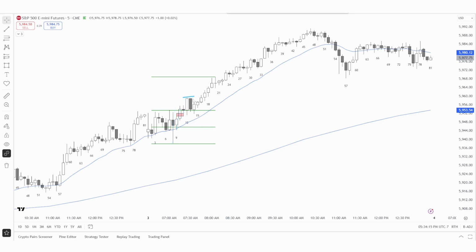So bears tried to short this. They actually didn't make 1R. So the bulls who bought this with a stop down here bought more lower, and then it rallied. Rallies for 1, 2, 3, 4, 5, 6, 7, 8, 9, 10 bull bars. That's a big rally.